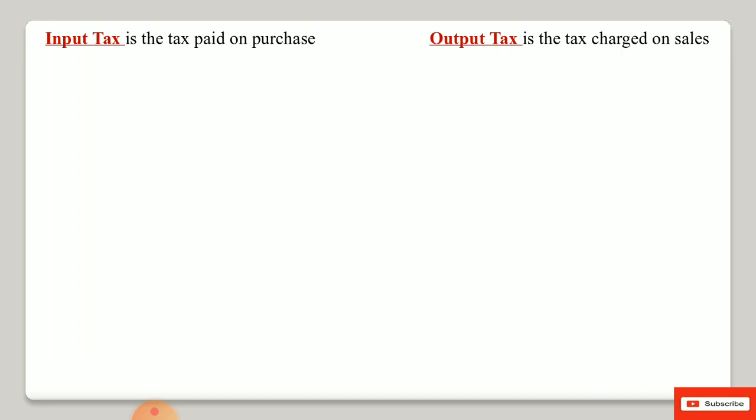In simple words, we can say that input tax is the tax paid on purchases, whereas output tax is the tax that we charge on sales. These two definitions are very important to remember here: input tax is the tax that we pay on purchases. It means when we purchase something, we pay input tax. In the same way, output tax is the tax that we charge on sales. It means when we sell something, we charge output tax.